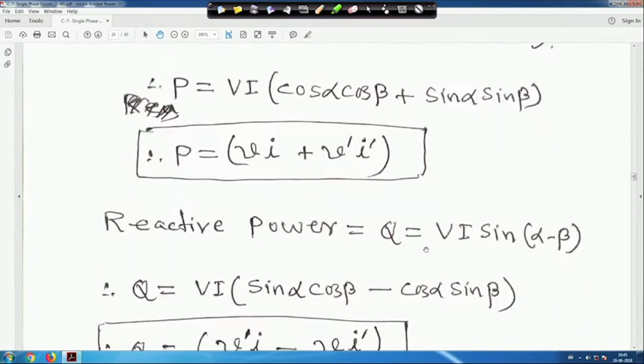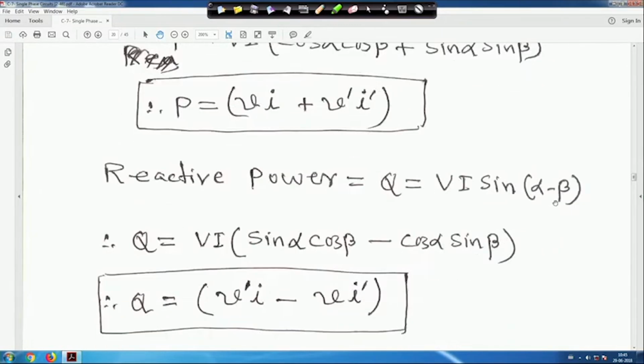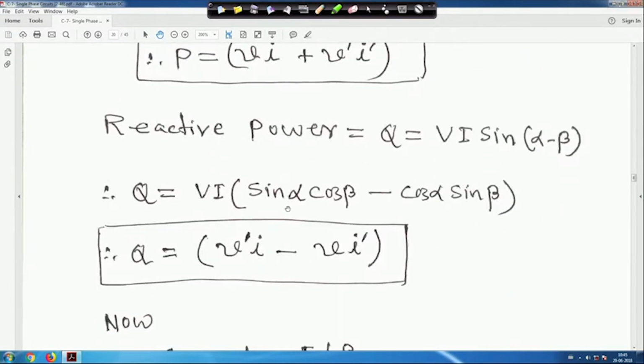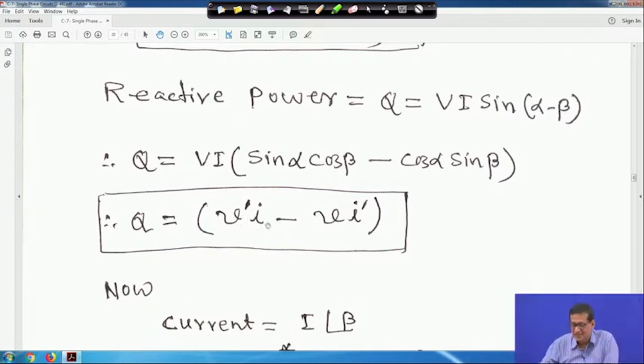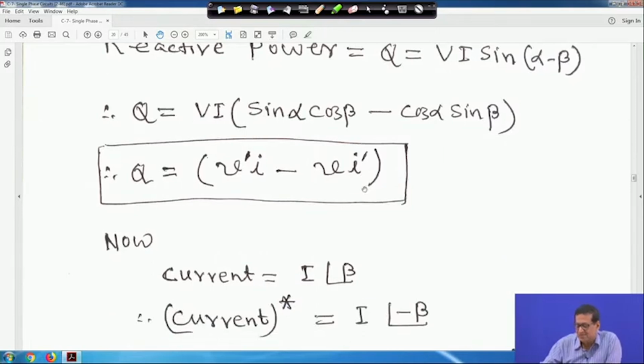Now, reactive power will be Q is equal to V I sin(alpha minus beta). Using the formula sin A cos B minus cos A sin B, that is sin alpha cos beta minus cos alpha sin beta. V sin alpha is equal to V dash, and I cos beta is equal to I. And V cos alpha is equal to V, and I sin beta is equal to I dash. So, Q is equal to V dash I minus V I dash.